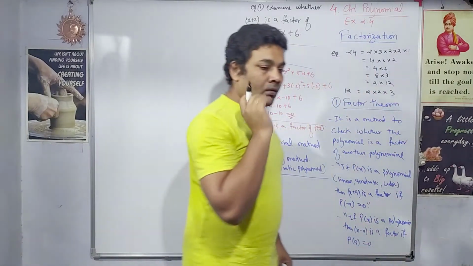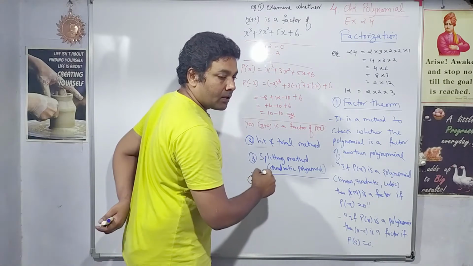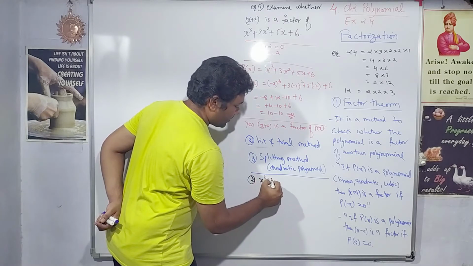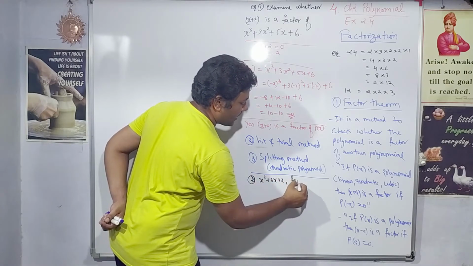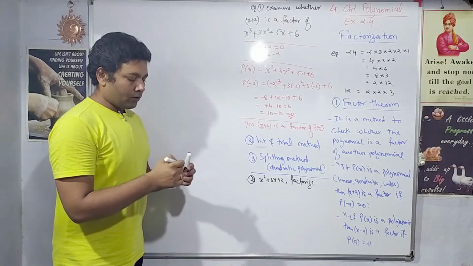Hello. So the question is x square plus 3x plus 2. Factorize. I have to factorize this. Nothing is specified about what to use or how to do it.